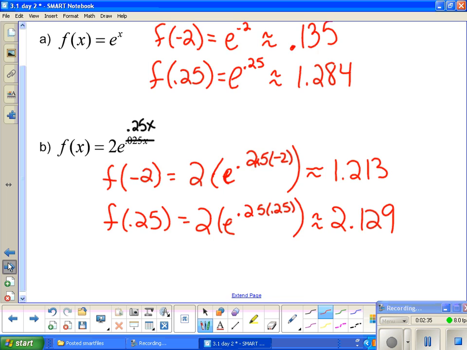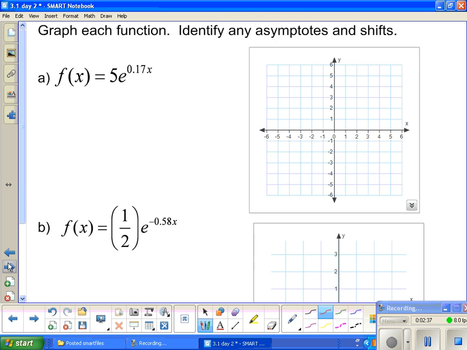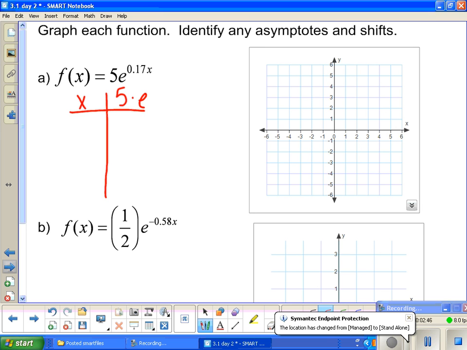How do I graph these? You graph them the exact same way. Okay? 5 times e to the 0.17x. It has no horizontal shift. It's an exponential function, so my asymptote is at y equals 0.